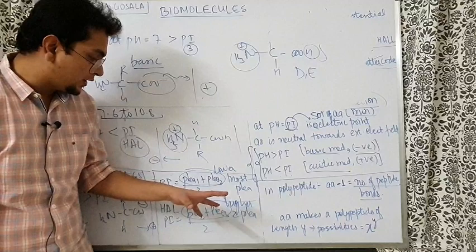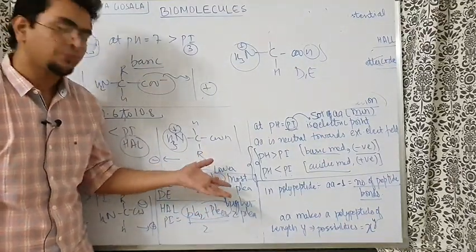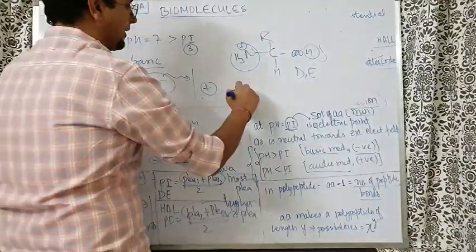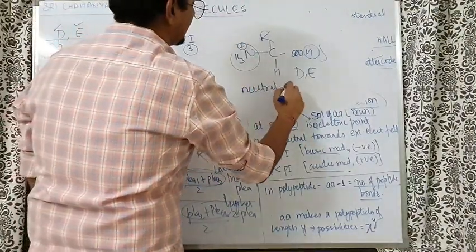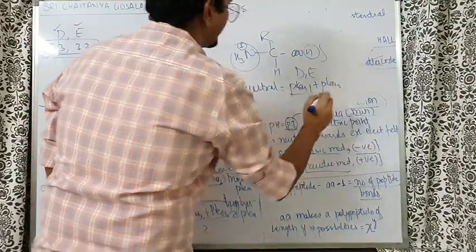For acidic amino acid, you will check the bottommost 2 pKa. Then sir, what about neutral? For neutral there are only 2 pKa. So pKa1 plus pKa2, divided by 2.